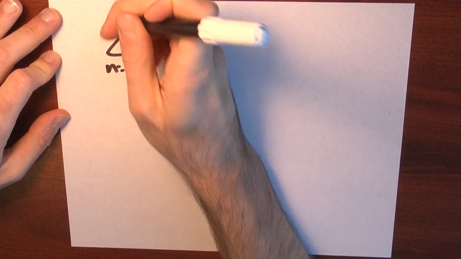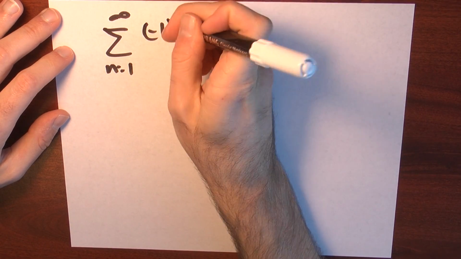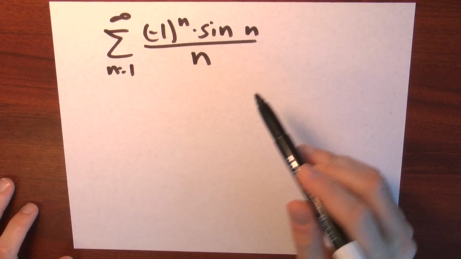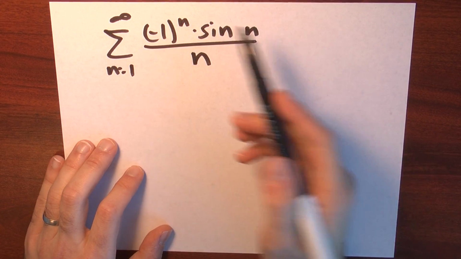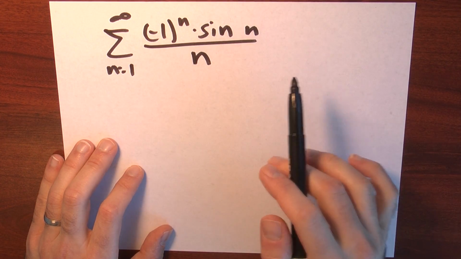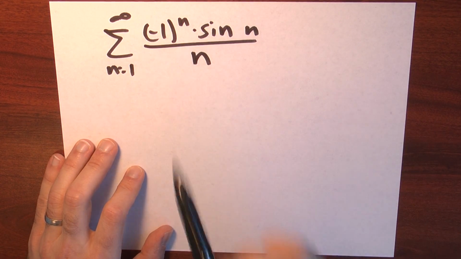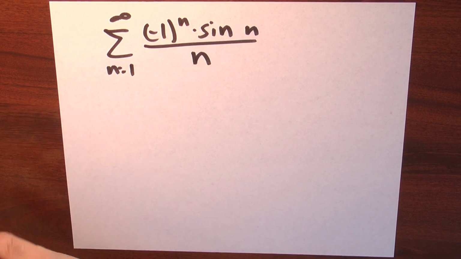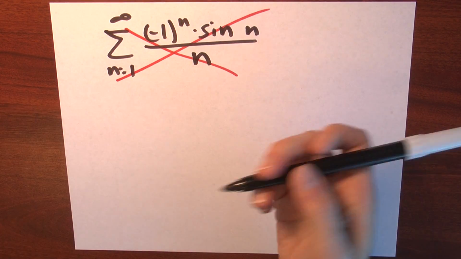Here's a bit of a warning. Not every series which has both positive and negative terms is an alternating series. For example, this series, the sum n goes from 1 to infinity of (-1)^n times sine n over n. This is not an alternating series. I mean, yes, it's got the minus 1 to the n here, but the sine of n also introduces its own quite complicated pattern of positive and negative terms. So some of the terms are positive, some are negative, but it's not alternating, right?